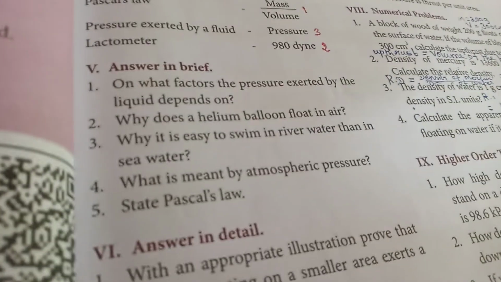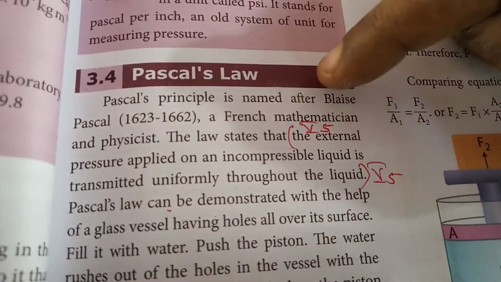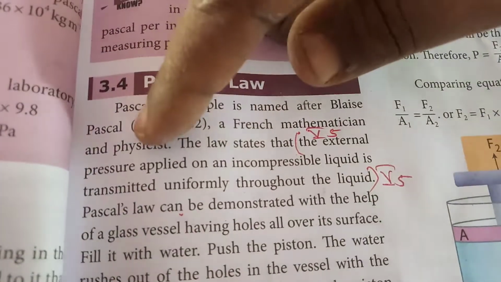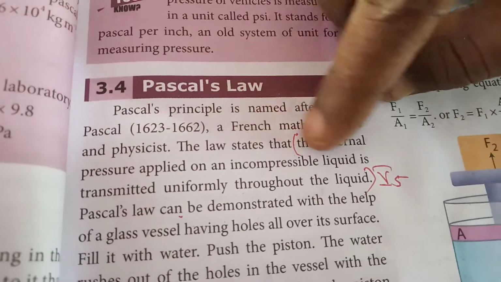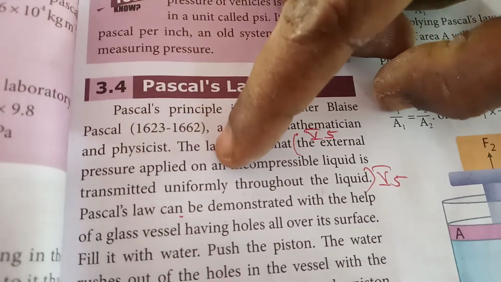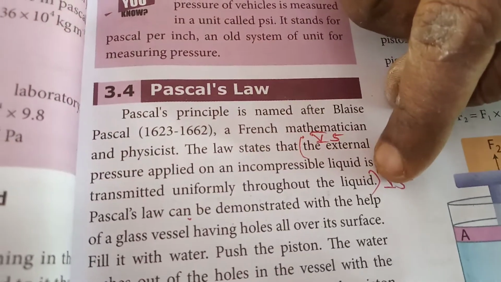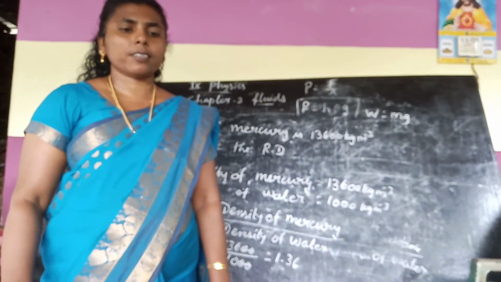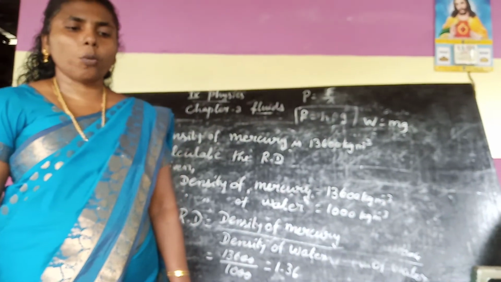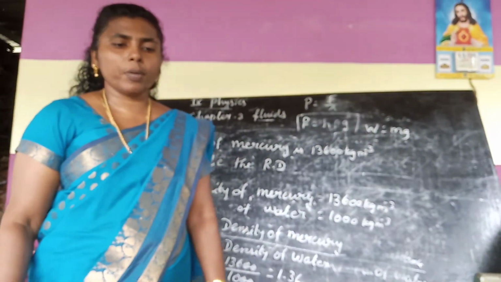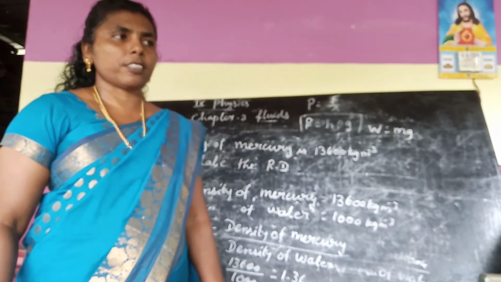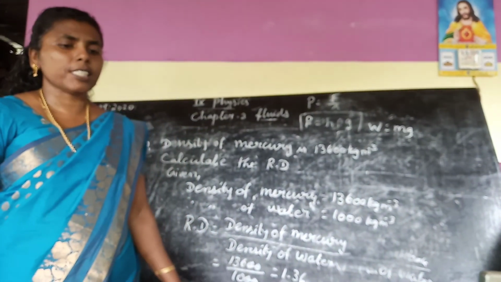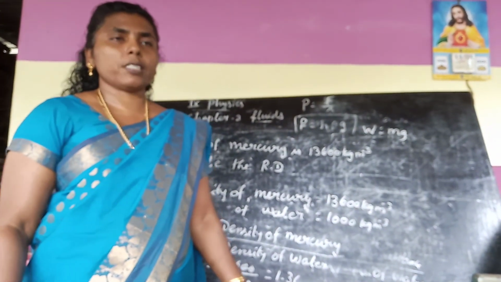Yes. Roll letter 5, fifth question, state Pascal's law. Page number 31, third line. The external pressure applied on an incompressible liquid is transmitted uniformly throughout the liquid. Today 2 questions you have marked. Those 2 questions also write as assignment. All of you know, Roll letter 5 fifth question and Roll letter 6 third question are the assignment. Next day assignment is only 2 questions: state Pascal's law and Roll letter 6 third question.